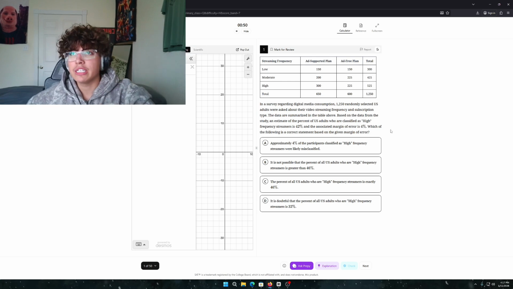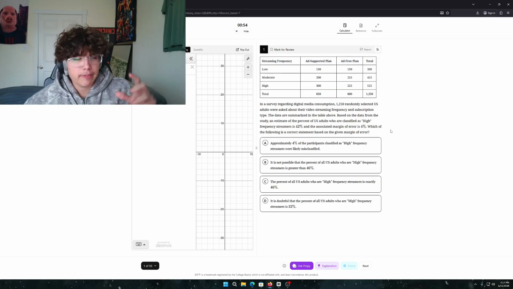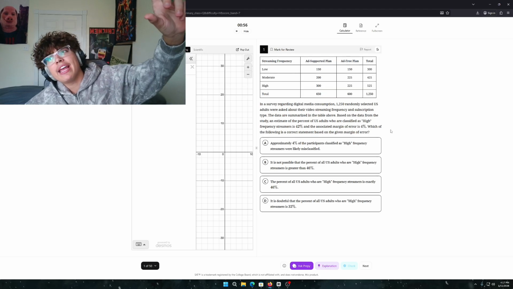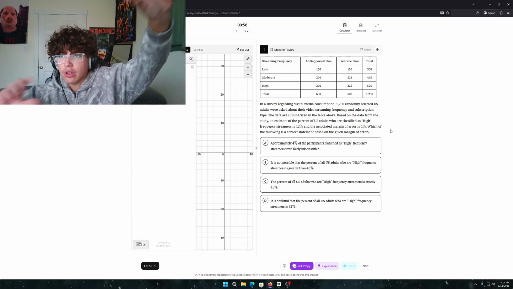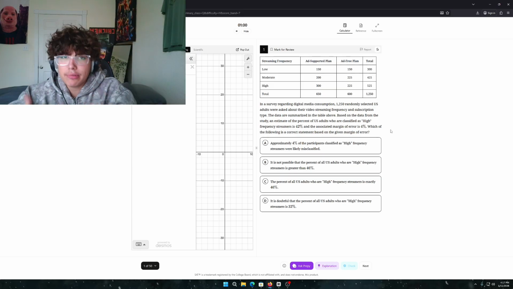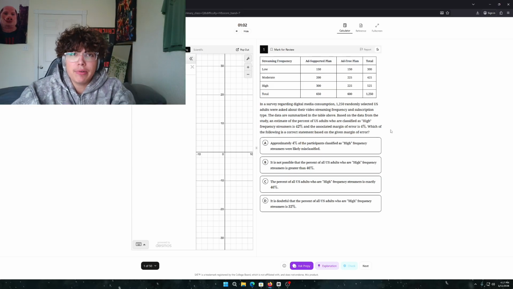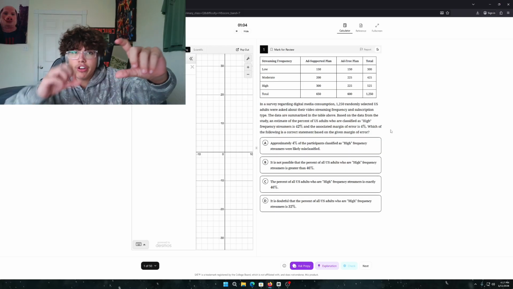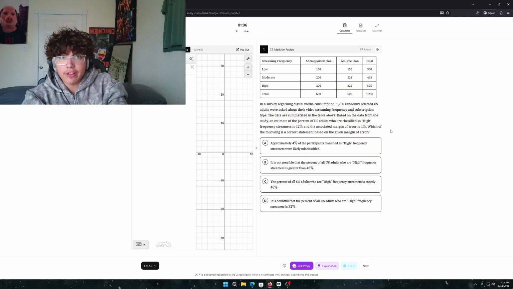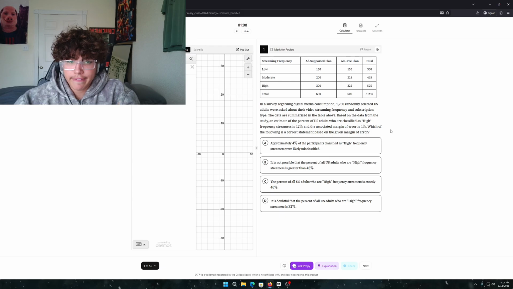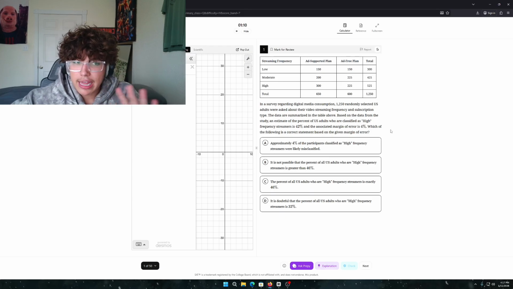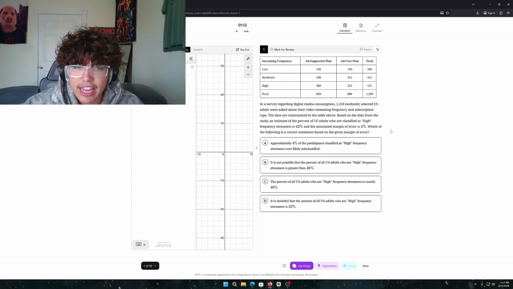Before I even look at the question, it's like vocab. Margin of error means the high could be 4% and the low could be 4%. So it's really an 8% difference. Like if I say 50 people failed, 54 could have failed or 56 could have failed. So now knowing that, let's see which one says that.